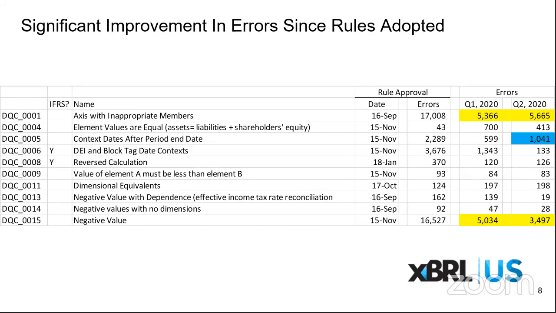In fact, for all the rules shown on this slide, there is a reduction in error with one exception. I highlighted DQC 005 because the results there reflect an anomaly with a significant increase in the most recent quarter. We did investigate this and noted that most of these errors resulted from a new entrant into the market of software providers. So we will be reaching out to that company to explain to them the benefits of running all of their filings through our rules.